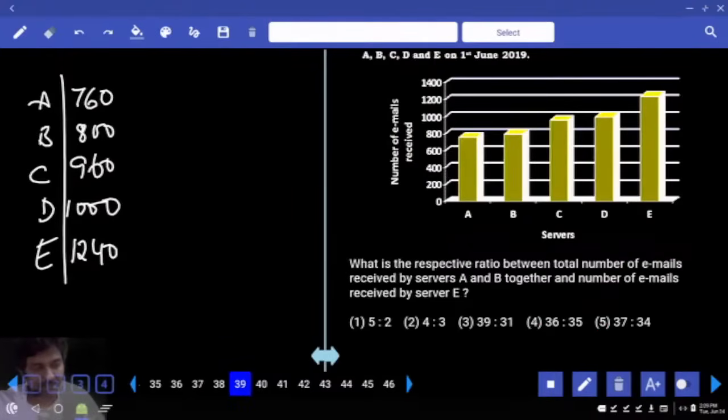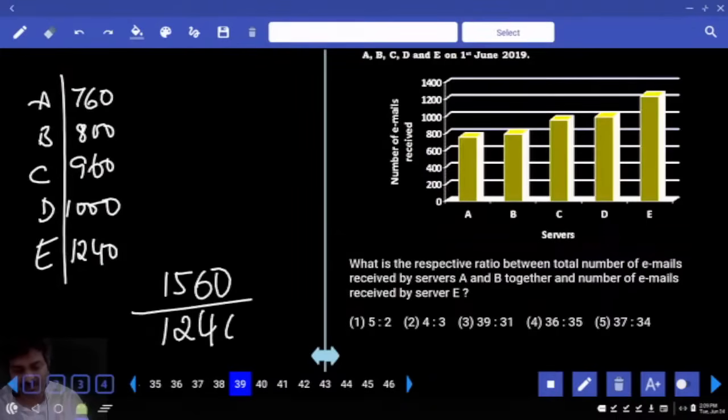What is the ratio between the total number of emails received by A and B together, and emails received by E? 1560 and 1240. Zero cancels. The first number is a multiple of 3 but not 9, and the second number is not a multiple of 3. So the first number in the answer must be a multiple of 3. Can it be the first option? Second, third, fourth? No, these are multiples of 9. The answer should be only a multiple of 3, it cannot be a multiple of 9. Fifth option? No, there is only one.